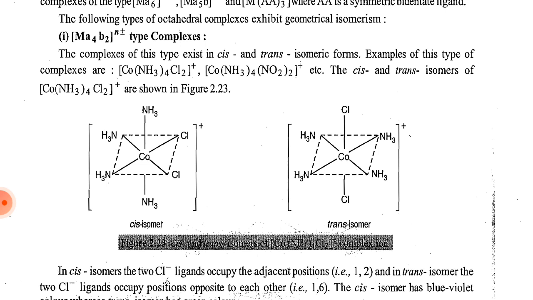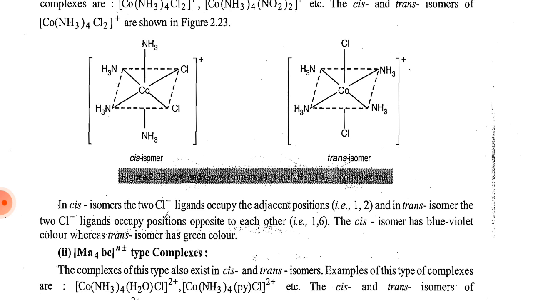Ammonia is adjacent to each other. So this is the cis form. Here the two Cl are adjacent to each other, and the ammonia ligands are trans to each other. In the cis isomer, the two chloride ligands occupy the adjacent positions 1 and 2, and in the trans isomer, the two Cl ligands occupy positions opposite to each other, which is 1 and 6. The cis isomer has a blue-violet color, whereas the trans isomer has a green color.